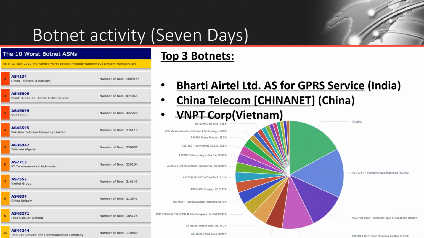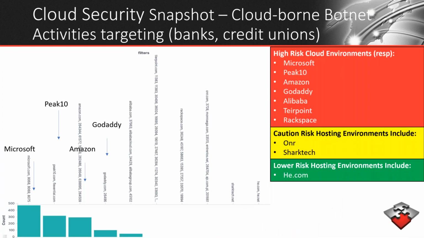Spamhaus botnet activity remains consistent with prior trending, with ChinaNet, Bharti Airtel, and VNPT maintaining the top 3 positions. However, Red Sky Alliance data shows Telekomunikasi Indonesia in the number 1 position, Triple T Broadband at number 2, and TOT Public Company Limited at number 3. This discrepancy is likely due to our different network views of botnet activity.